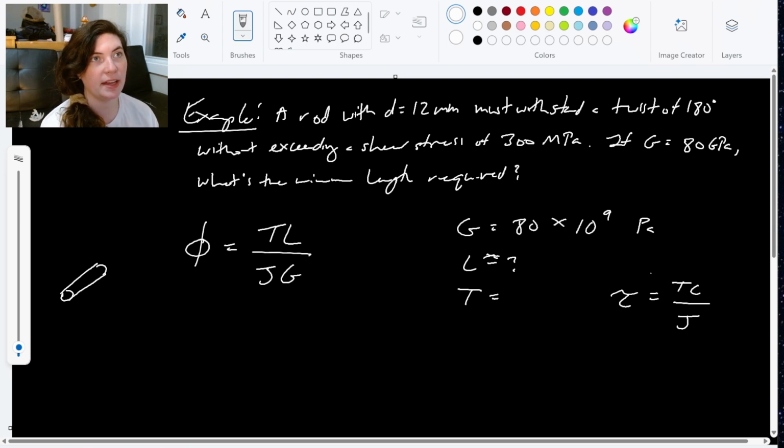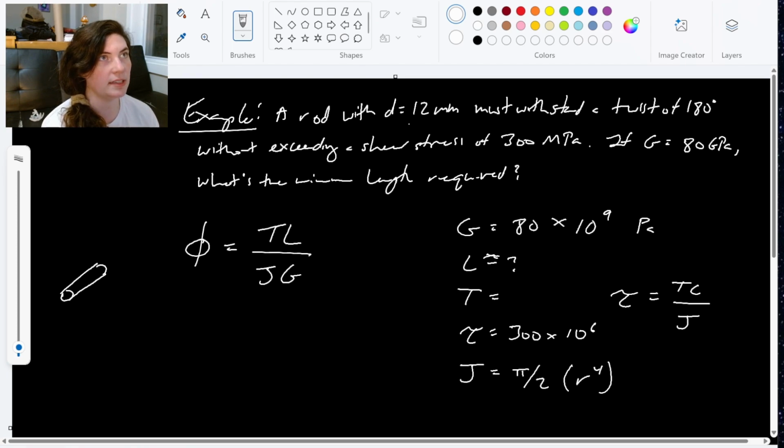So we can back calculate our torque from this because we're given our shear stress of 300 megapascals. So that's again 300 times 10 to the 6th pascals. But the last thing we're missing in our recipe here, the last ingredient we need, is polar moment of inertia. We've got to calculate it, which it doesn't say, but it says a rod, so we're going to assume that that is a solid rod. And for a solid rod, our polar moment of inertia is pi over 2 times r to the 4th.